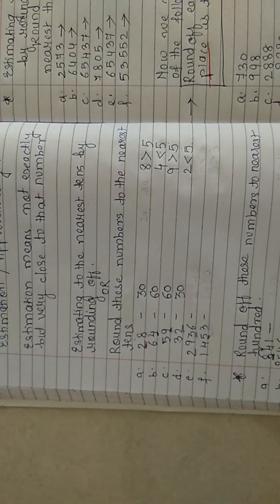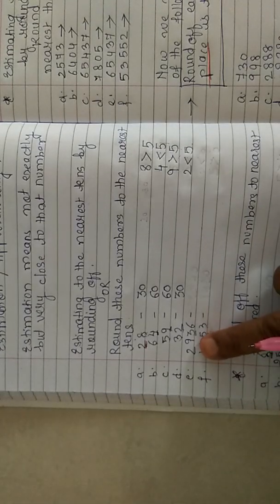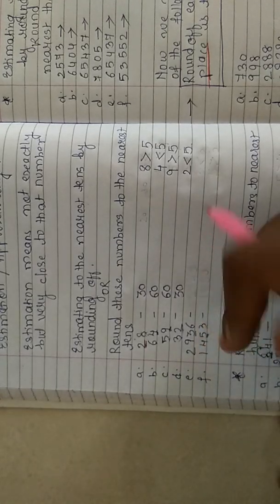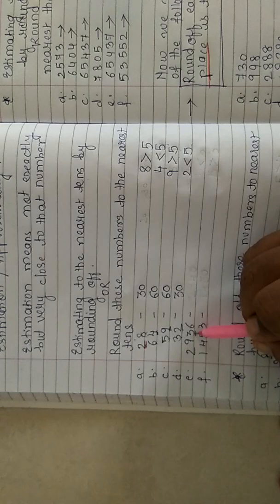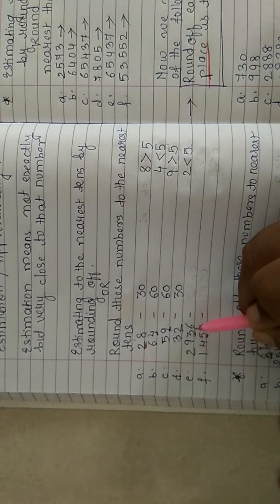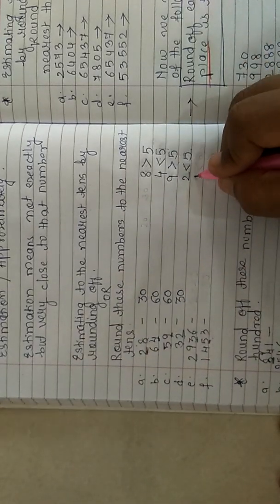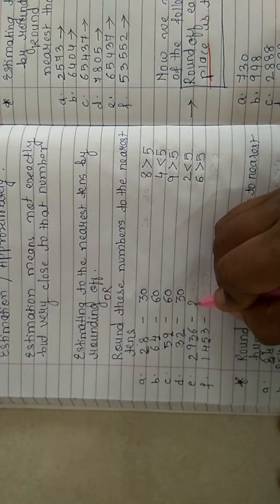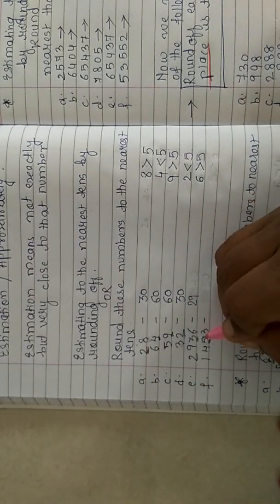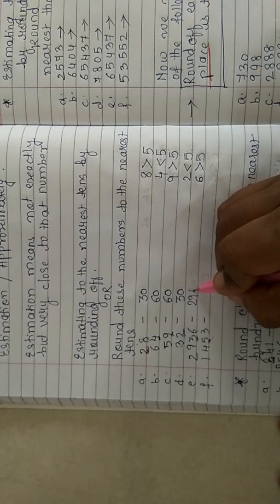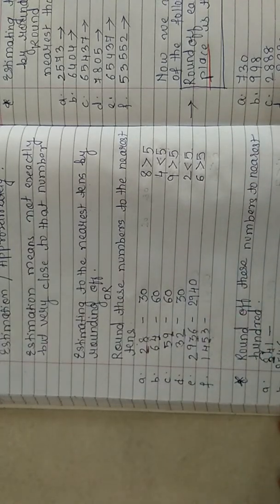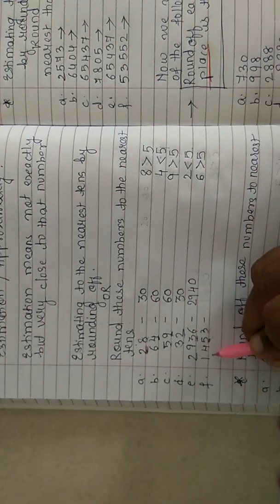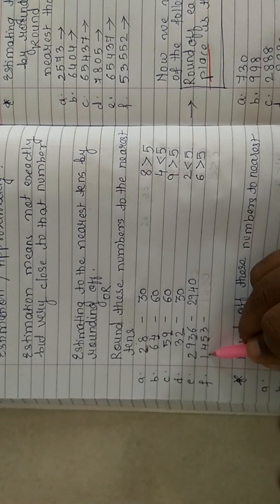Now children, the number here is 2936. Let it be. I am going to see the number at tens position. It is 3 and at ones it is 6. 6 is greater than 5. So 29 as it is I am going to write, and this 3 will become 4 and here 0. Understood?